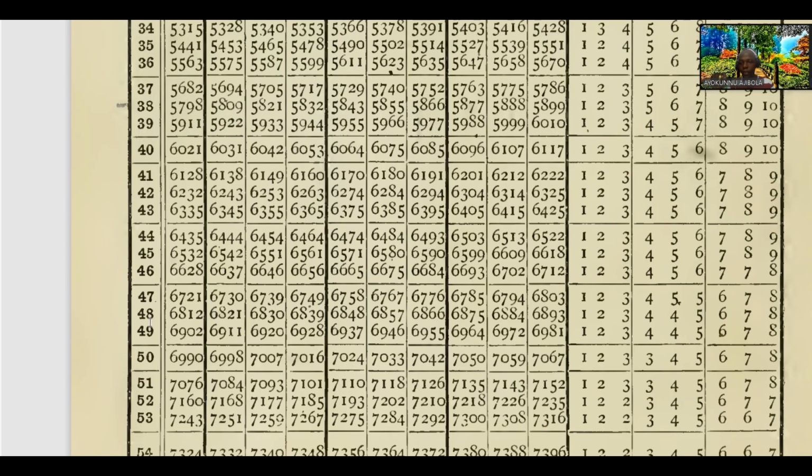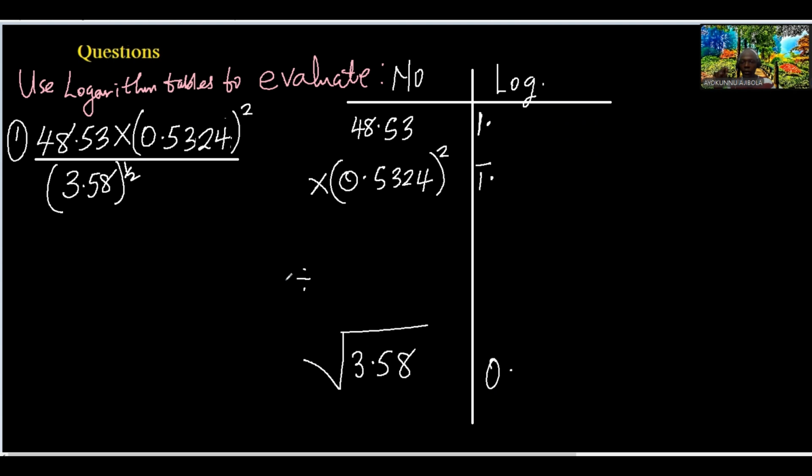So logarithm 48, this is 48 here. Under 5, 1, 2, 3, 4, 5 is 6857, and difference 3 is 3. So that is 6860 instead of 6857. So I'm going to write 6860.